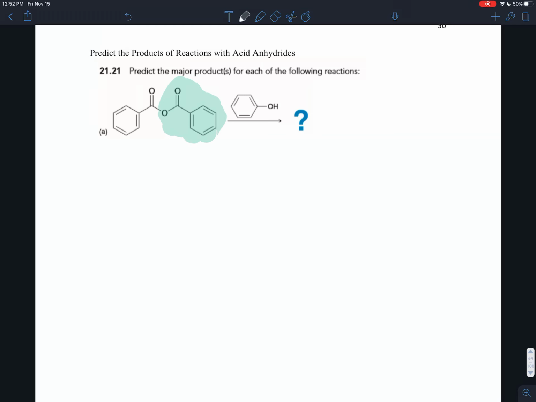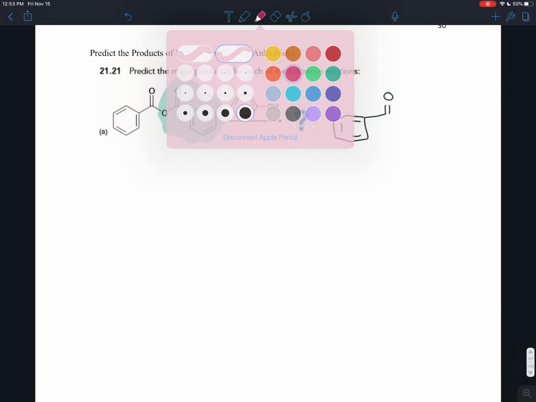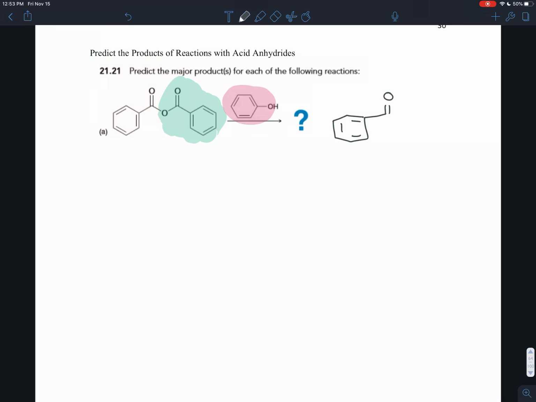And so when you're drawing a draft of the product you'll get, it will be a nucleophilic acyl substitution reaction. So you can draw a draft by just writing the original part in without the leaving group, and then drawing in whatever nucleophile you have. Now in this case, it's going to be this phenol, just without the hydrogen.